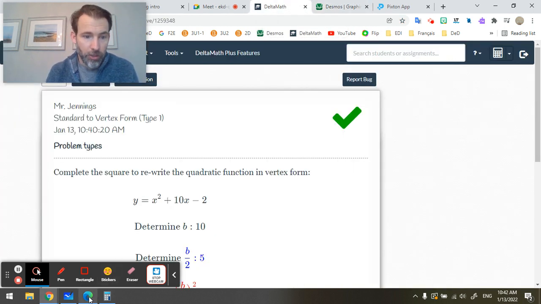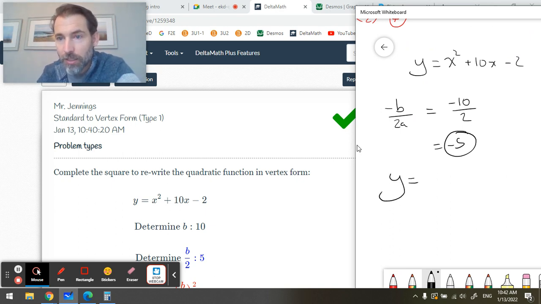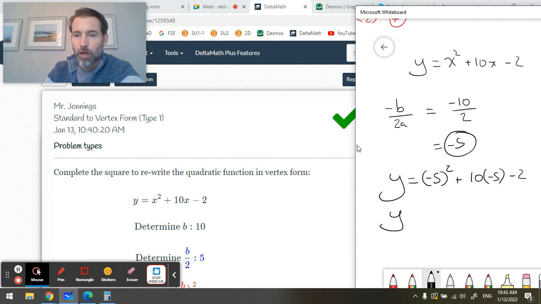Now, carrying on. So now that we've got the negative 5, then we just substitute it in. Y is equal to negative 5 squared, plus 10 times negative 5, minus 2. Now, y is equal to positive 25, this is negative 50, 10 times negative 5, and this is minus 2. 25 minus 50 is minus 25. Minus 25 minus 2, minus 27. So this number and this number go together to give us the vertex.